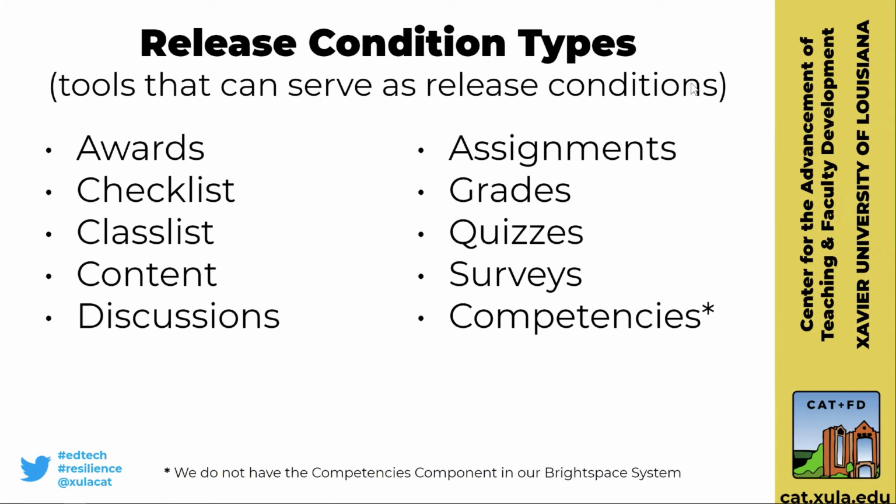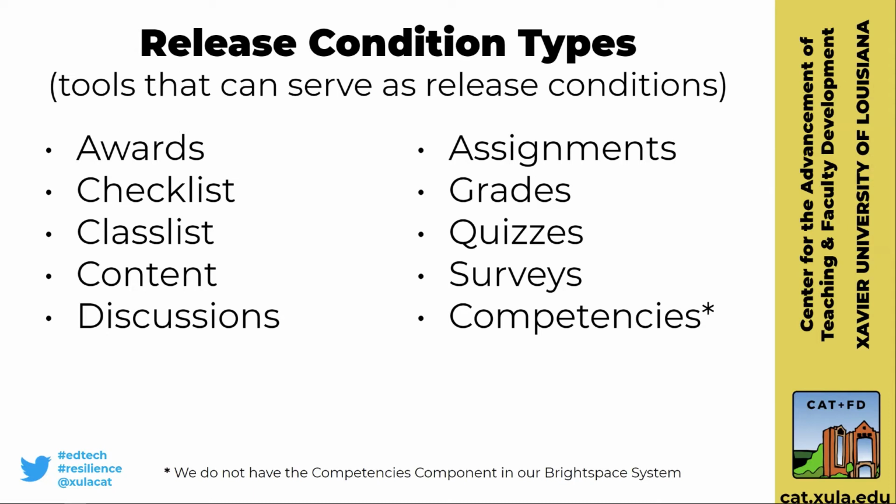And these are release condition types. In other words, these are tools that can serve as a release condition. So you can release an assignment based on students going through certain content in your course. I want to release something to maybe students who are in a certain group. Any number of things. A discussion: they contributed to a discussion, posted a thread in the discussion forum, and now I want to release something to them.